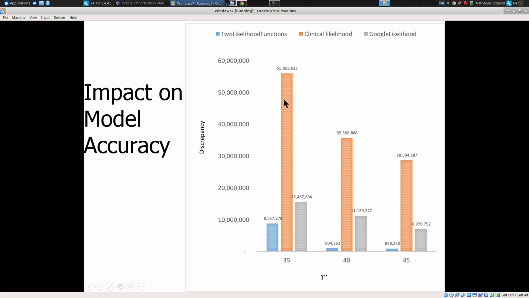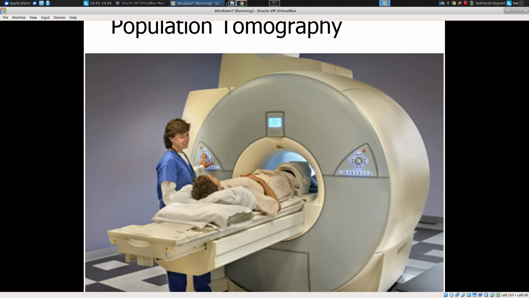And if you look at the level of discrepancy of the model predictions from data, it turns out that with clinical likelihood and with Google likelihood, you're quite far off for each of them, and sometimes strikingly so for clinical. These are a bit different with the latest results, but for the two likelihood functions together, you can achieve much better. The whole is much greater than the sum of the parts. You can really, really reduce the uncertainties.